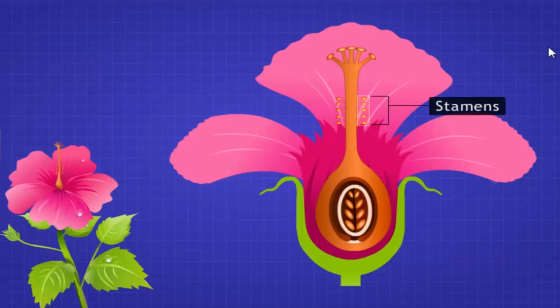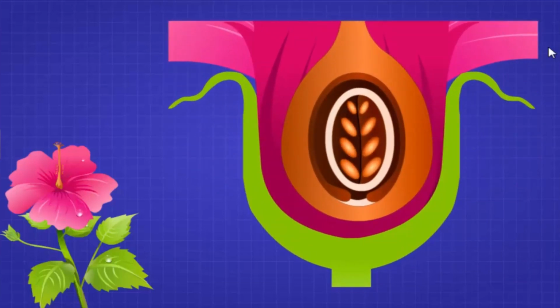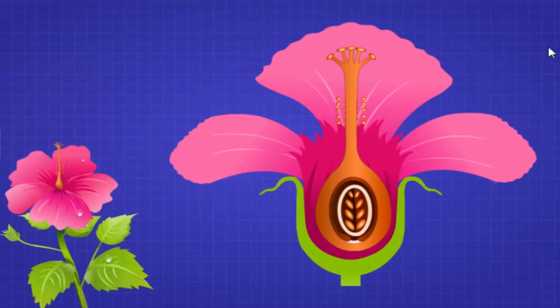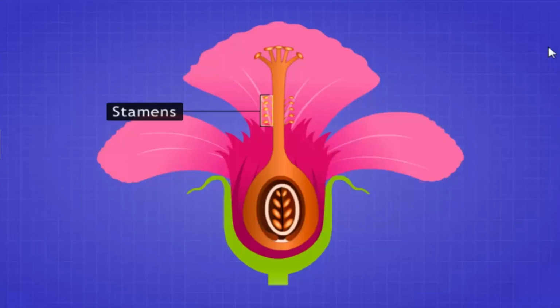The stamen is the male reproductive part and the pistil is the female reproductive part of a flower. They produce gametes, also known as reproductive cells, which help in reproduction. Let's take a closer look at each of these reproductive parts. This is the stamen, the male reproductive part of a flower.